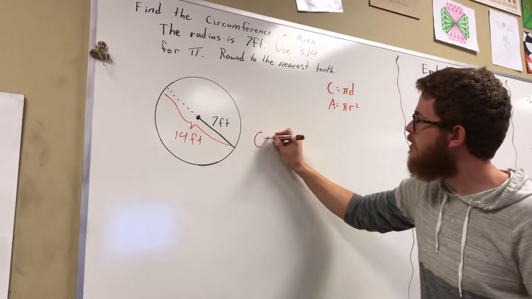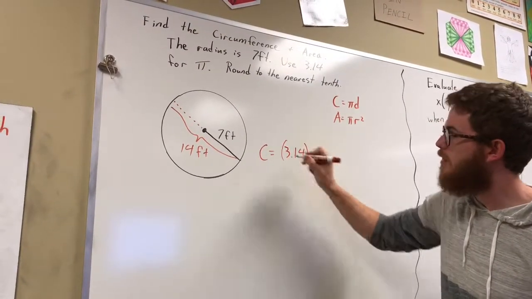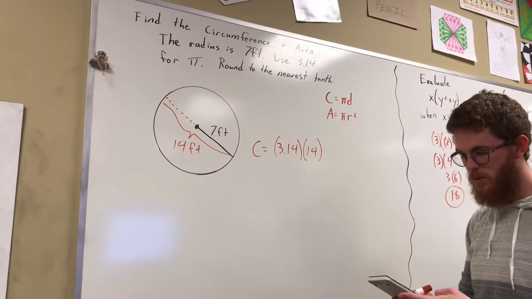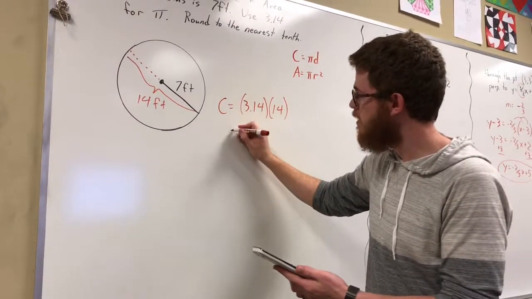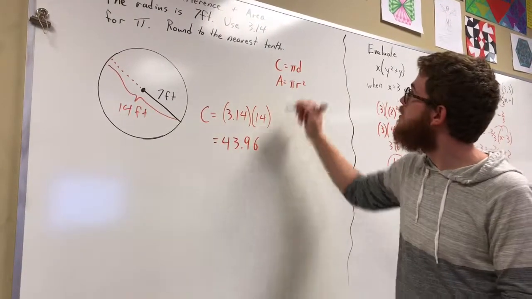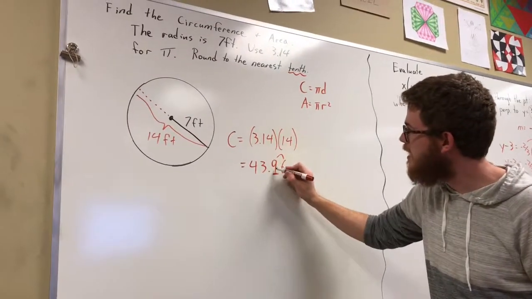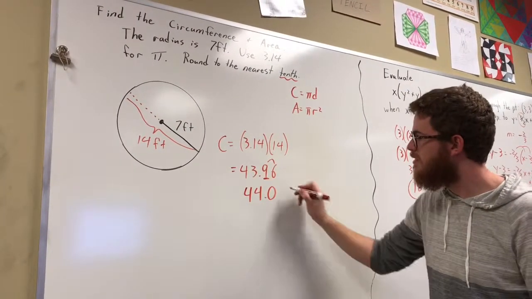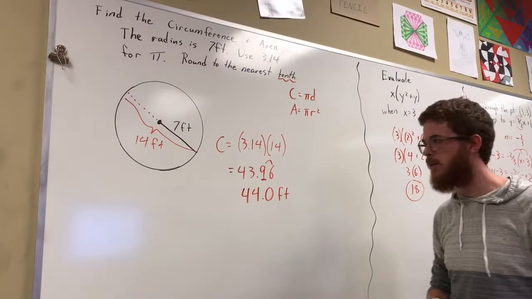So simply the circumference is pi, which we're told to use 3.14 for pi, times the diameter, which is 14. Well, 3.14 times 14 comes out to give us 43.96. And since we want to round to the nearest tenth, well, because of that 6, that 9 is going to go up. So this would be 44.0 feet, because the circumference is the distance around. We're talking about it being in feet.